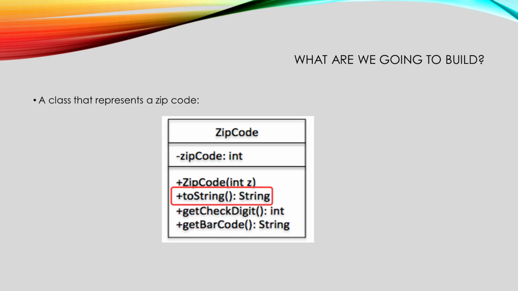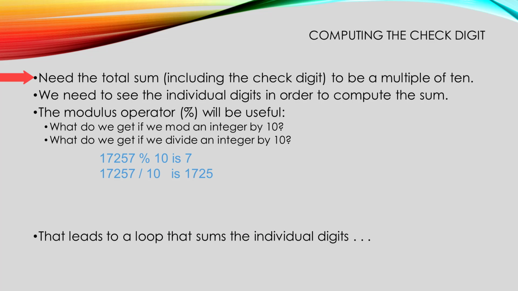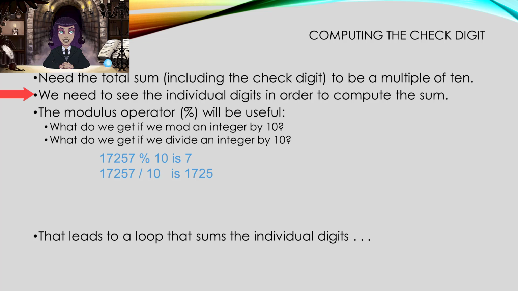string. The other things zip codes need to be able to do are get check digit, which calculates what the check digit for this zip code should be, and get barcode that will build the barcode as a string. So the first big challenge in this lab is computing the check digit. In order to do that, we're going to need to add up all of the digits in the zip code. The zip code is stored as an int. How do we get the individual digits out of it?